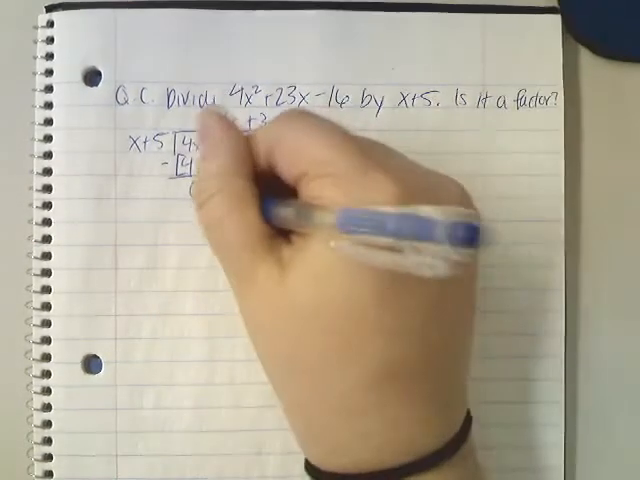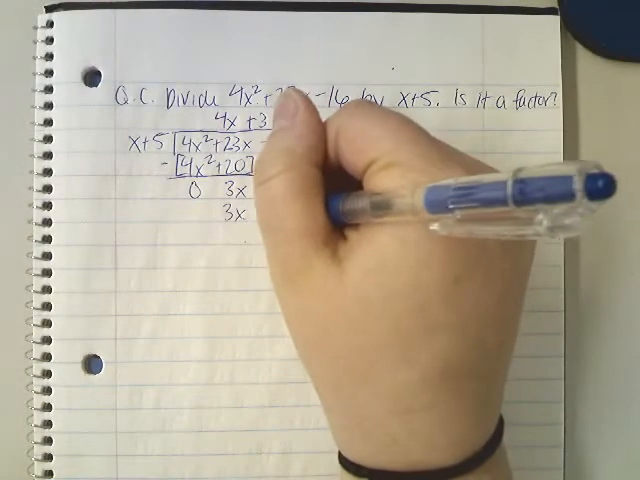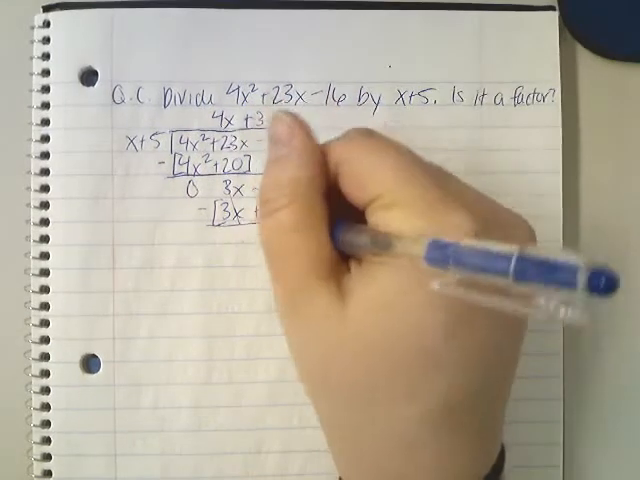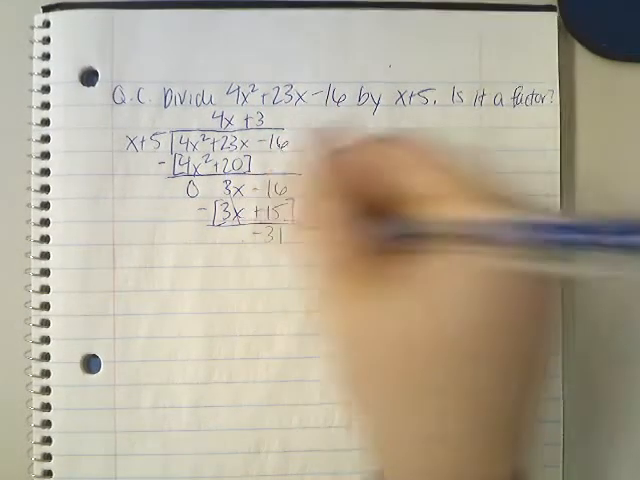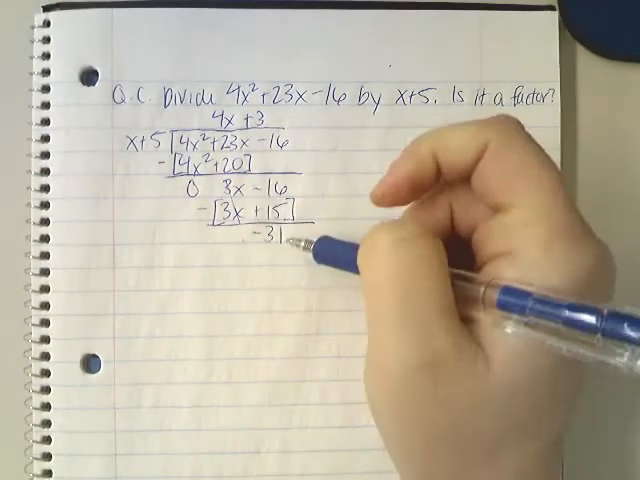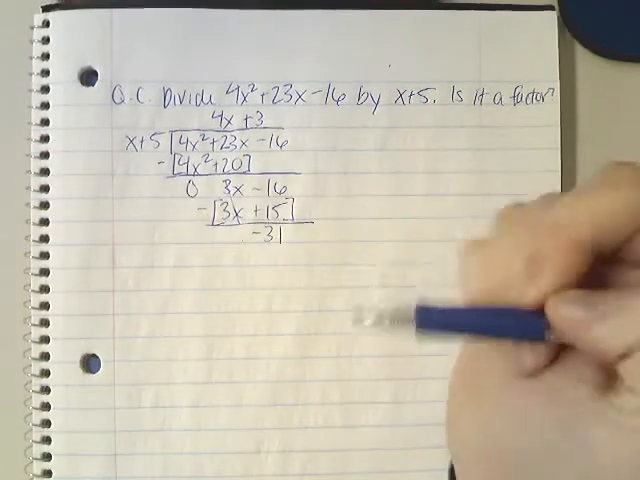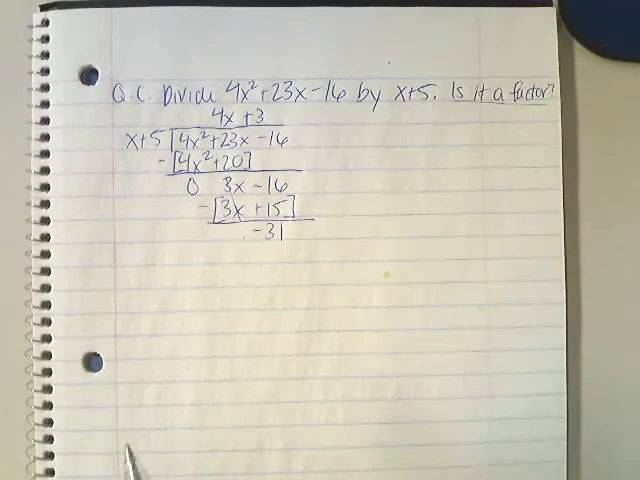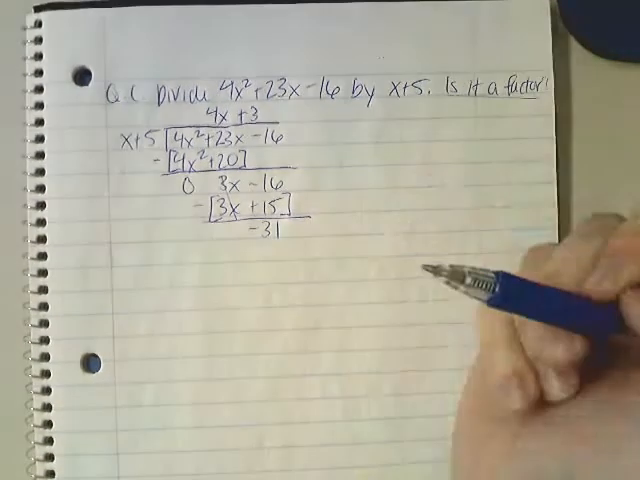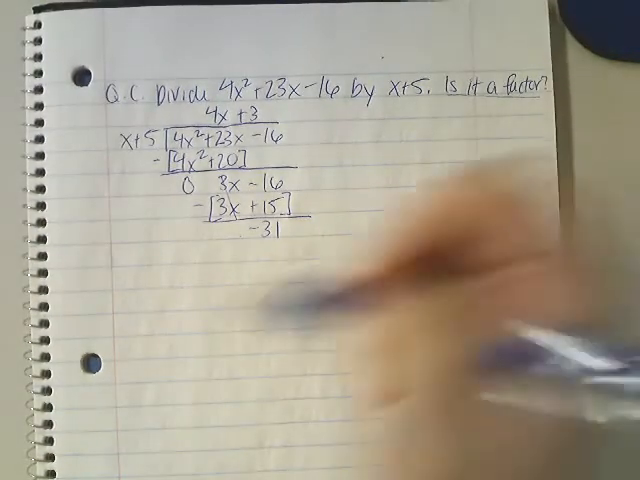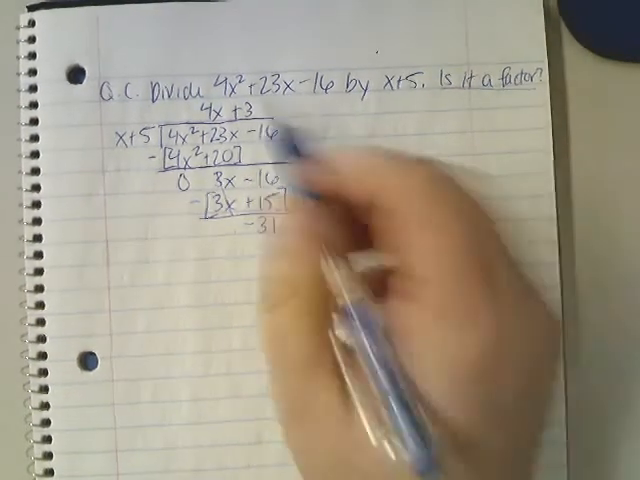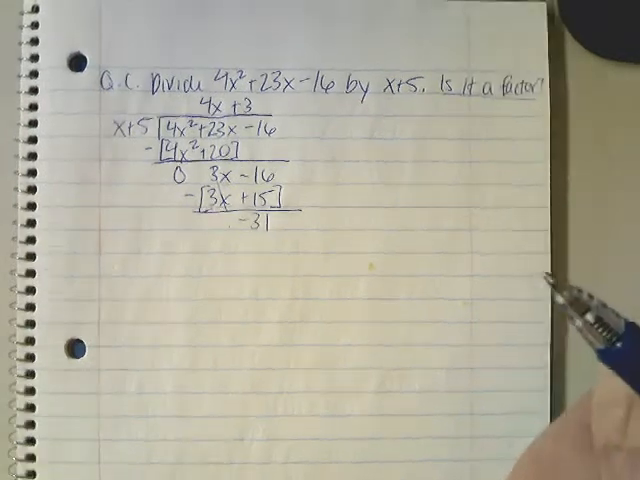So 3 times x is 3x. 3 times 5 is 15. If I subtract this out, I get 0 there, but I get negative 31 here. And I can't divide this any further because there's not an x in it. So this is why this question was added to the quick check, because this is not a factor. So if there is a remainder, then it's not a factor of that polynomial. So x plus 5 is not a factor of 4x squared plus 23x minus 16.